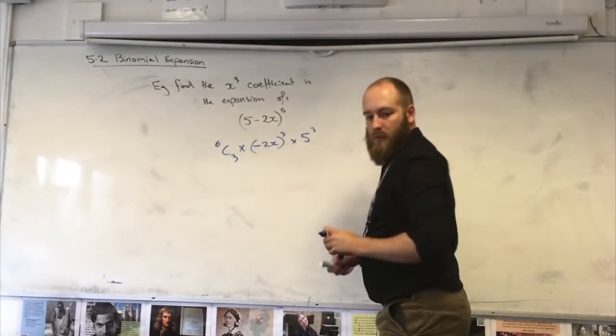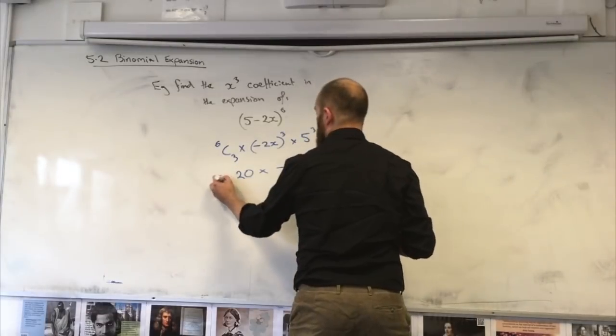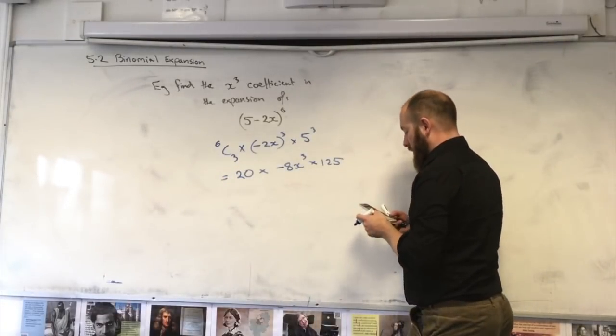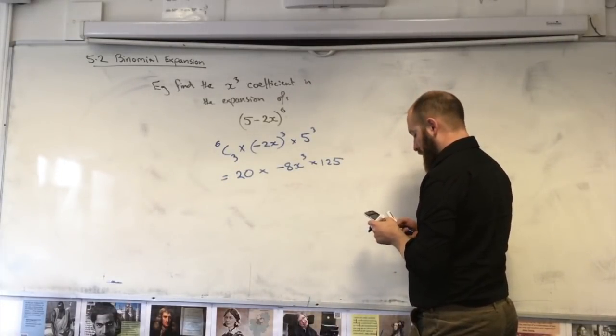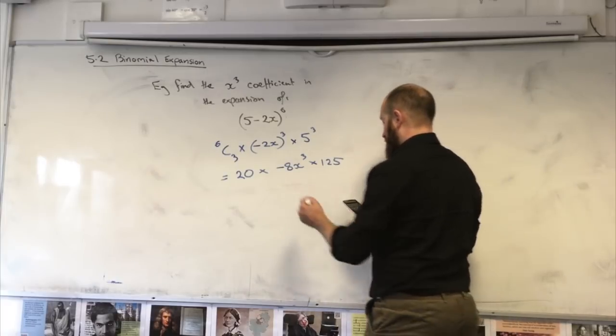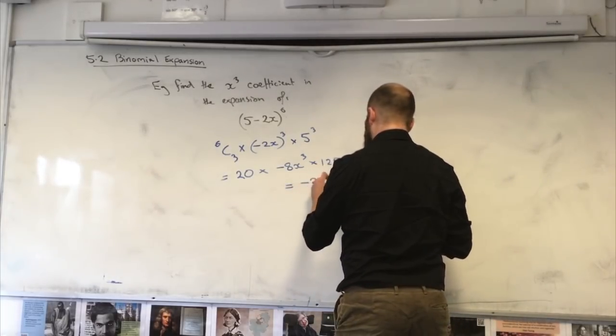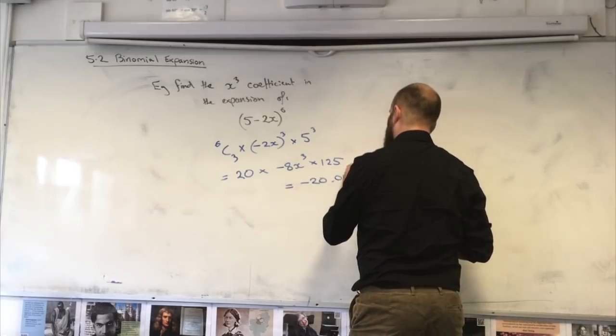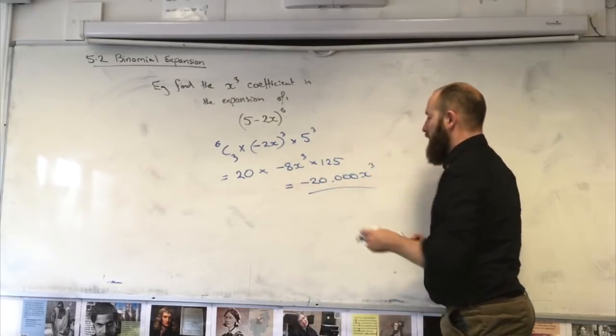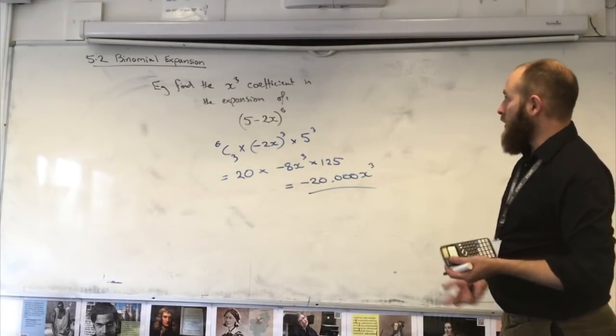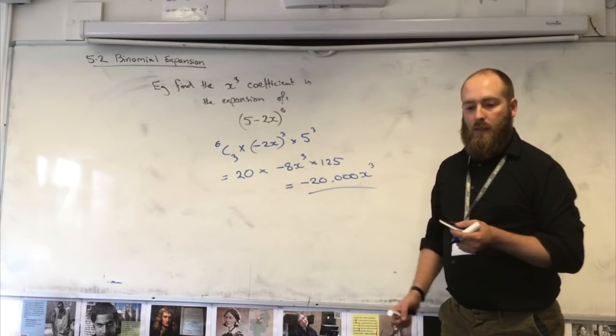Now we can work it out. So 20 times minus 8 and 125, times all those together, which gives us minus 20,000 x cubed. So the coefficient is minus 20,000.